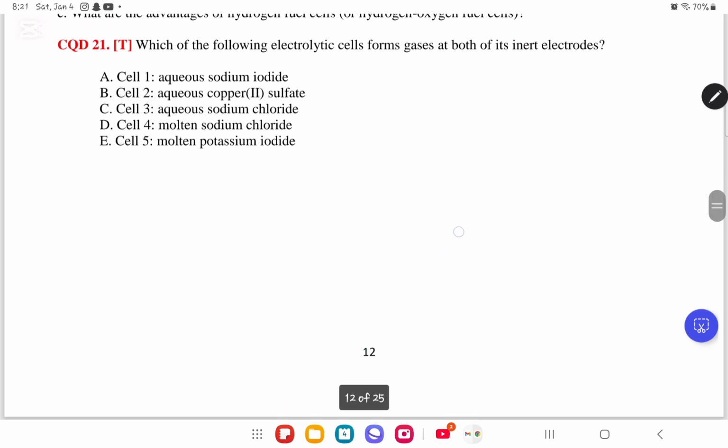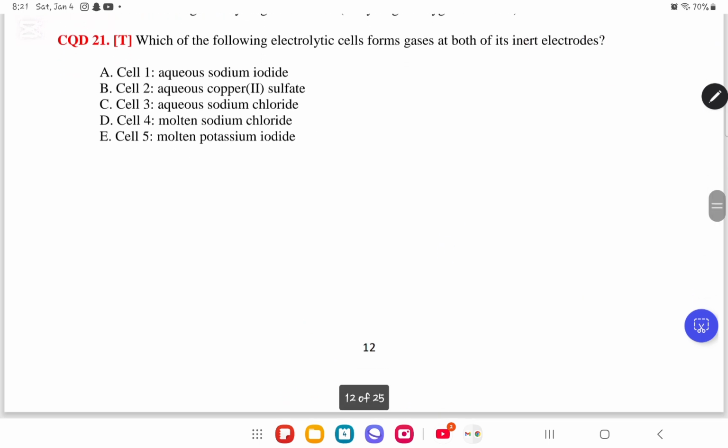Now we move on to CQD 21. Which of the following electrolytic cells form gases at both of its inert electrodes? We need to know which ones form gases. Definitely molten will not form any gases. So cell D and E will not form gases. So now we look into the remaining. We are left with A, B, and C, cell 1, 2, and 3. They are all aqueous, so this is a good thing.